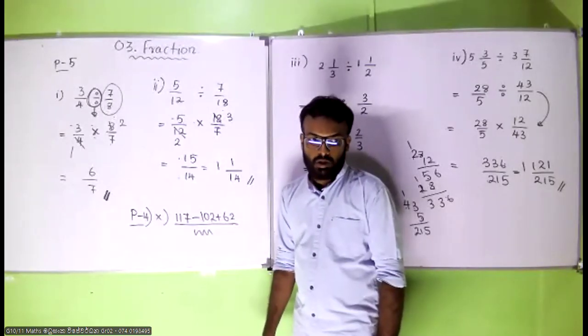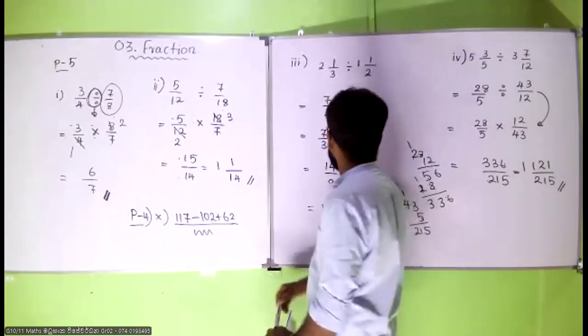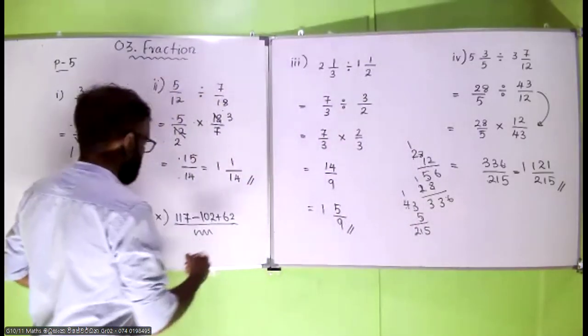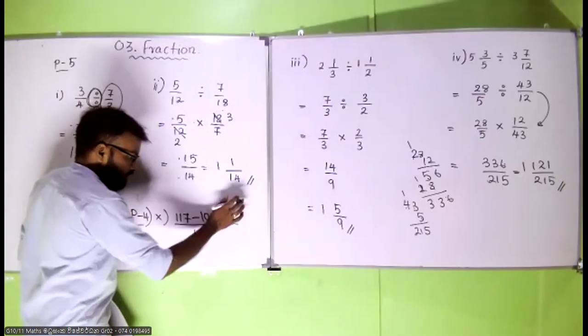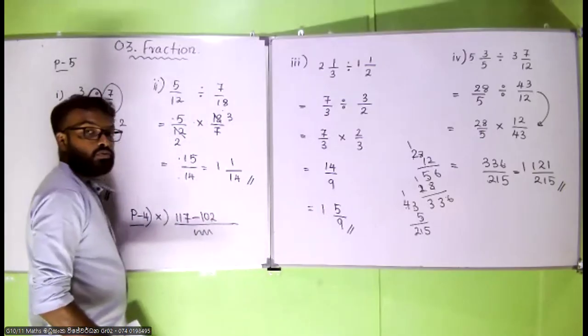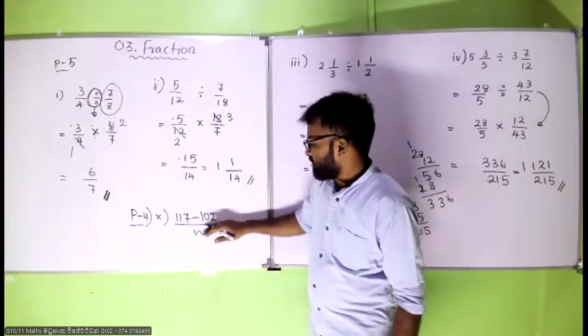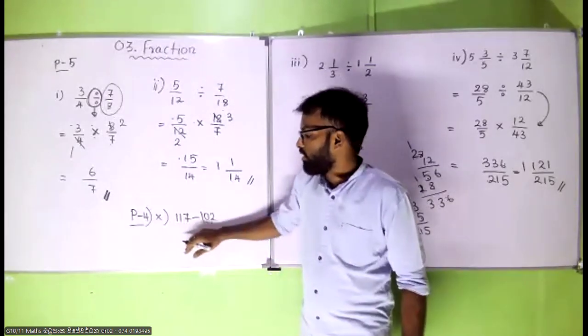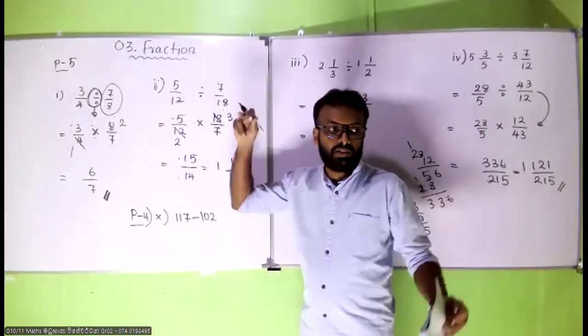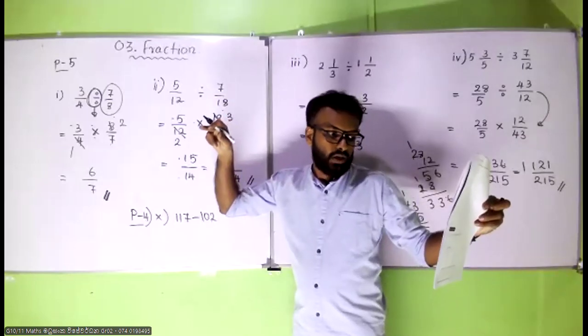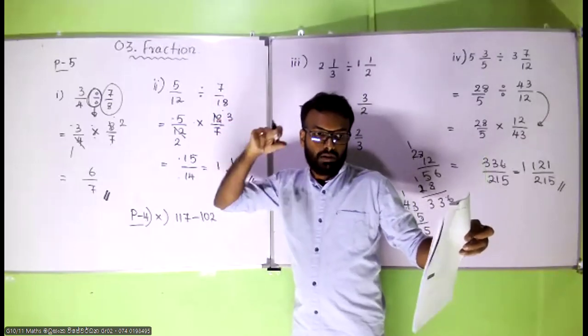Alright. So when it comes to here, very simply, just forget 62. Now obtain the answer 117 minus 102. I am explaining the previous question at the page number 4.